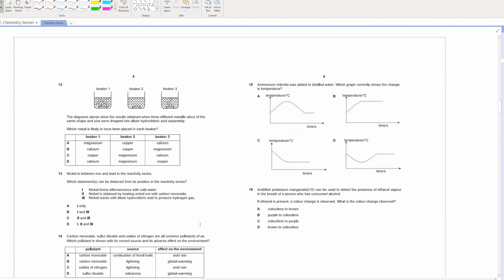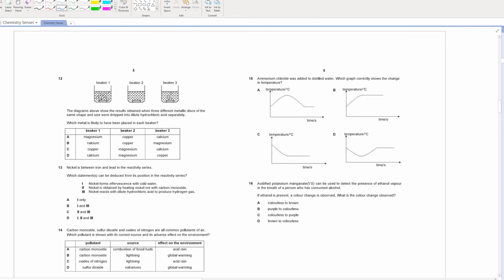Now let us move on to question 12. The diagram above shows the result obtained when 3 different metallic discs of the same shape and sizes were dropped into dilute hydrochloric acid separately. So there are 3 metals reacting with acid. So this is a metal-acid reaction. Which metal is likely to have been placed in each beaker?